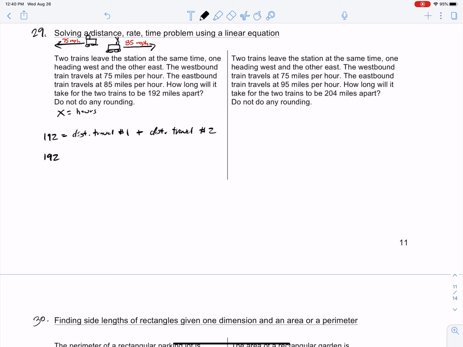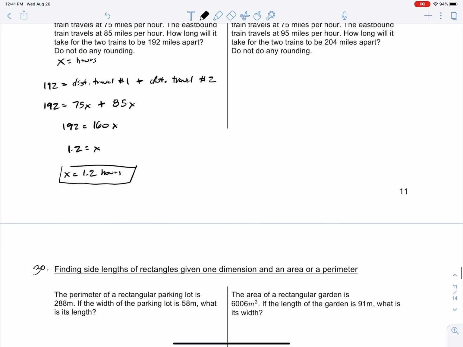So 192 equals how fast was the train that was going west? 75x plus the train that was going east, 85. And then simple solve. 75 plus 85 is 160x. Divide by 160, you get 1.2 equals x. More specifically, x equals 1.2 hours. Perfect. Go ahead and solve the one on the right, and then move on to number 30.